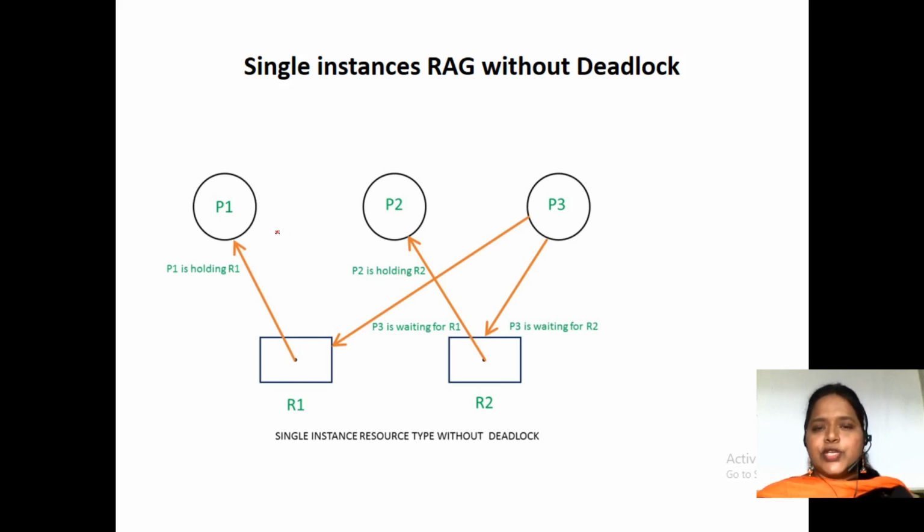When we check without deadlock, suppose we have to find the processes which are not waiting. By seeing the graph only we can identify whether the system is in deadlock or not. Fine. The first step is we have to find the process which is not waiting for any resource. If any process is not waiting for any resource, then that system will not be in a deadlock.